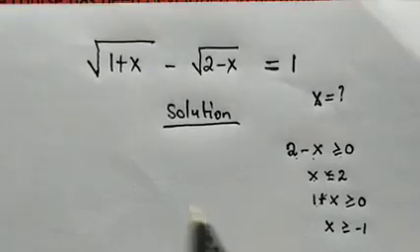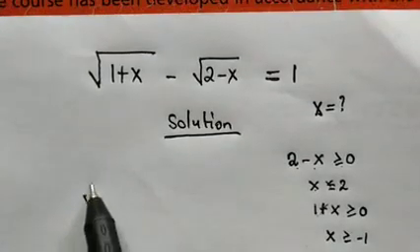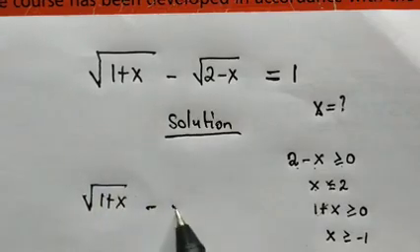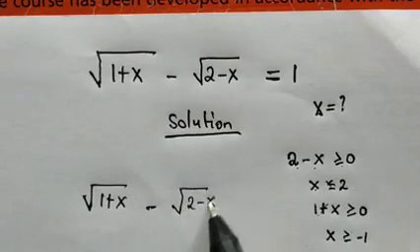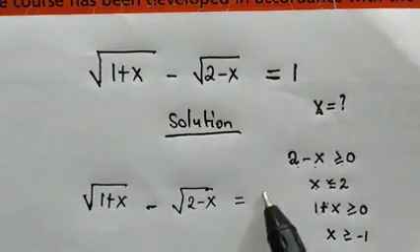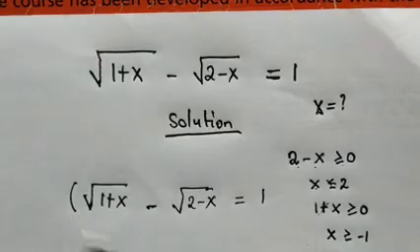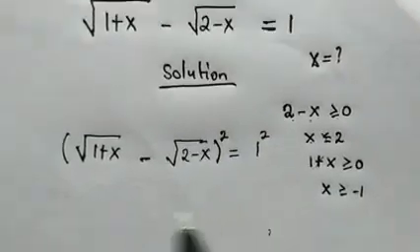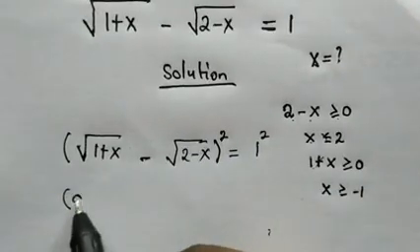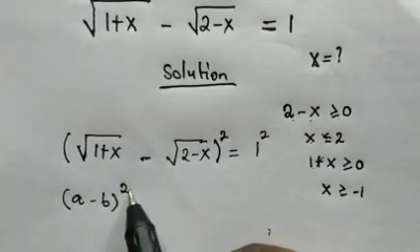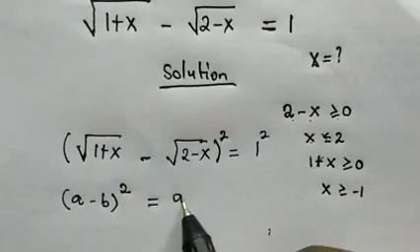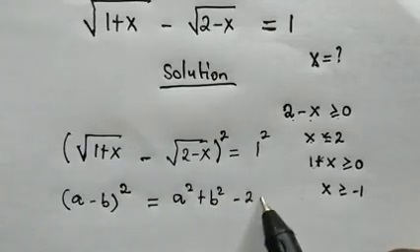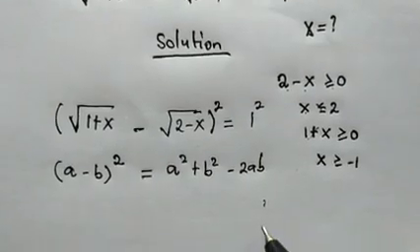Okay. Now from the original equation, we have the square root of 1 plus x minus the square root of 2 minus x. So this is equal to 1. Now let us go ahead and square both sides of this equation. For the left hand side, let us make use of this property: a minus b squared is equal to a squared plus b squared minus 2 times a times b, right?